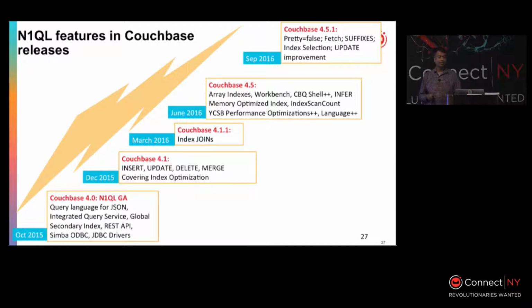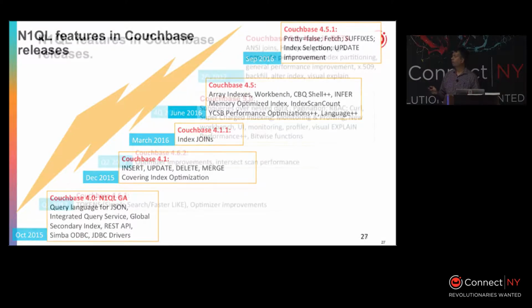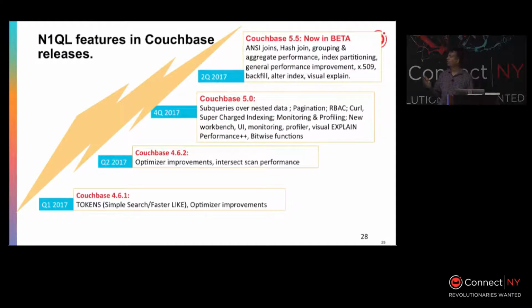We actually released the first version of N1QL in 4.0 back here in 2015. From then, we have continuously improved our features, functionality, and performance. I'm going to focus on 5.0 and 5.5 features. So let's get to it.